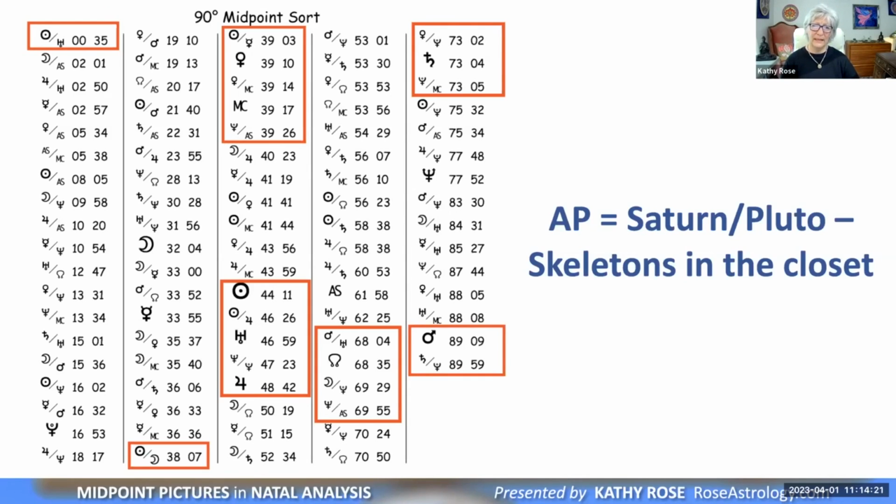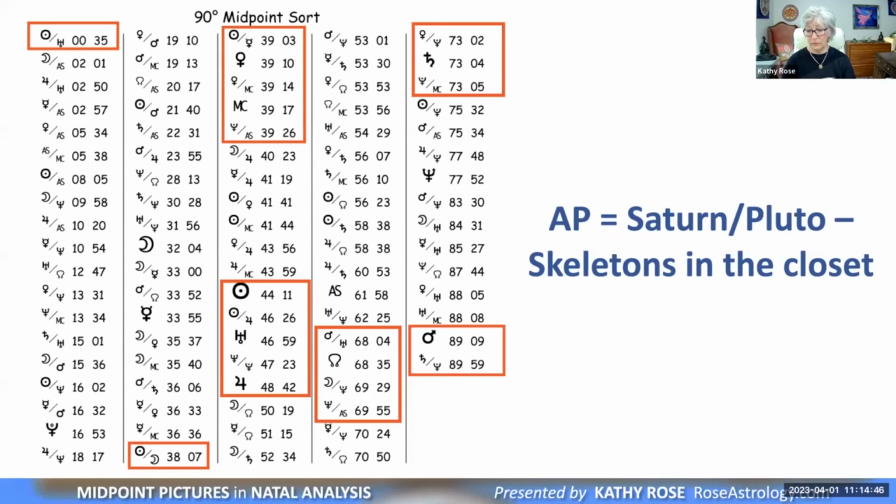Many times what this can suggest is somebody with AP equals Saturn Pluto might be somebody who has something from their early life, usually childhood, and maybe there's some shame or embarrassment, something that they want to keep in the closet so that nobody sees it. I've had many, many clients with this example.